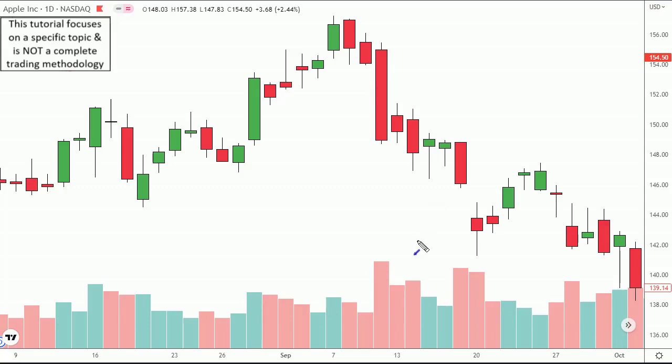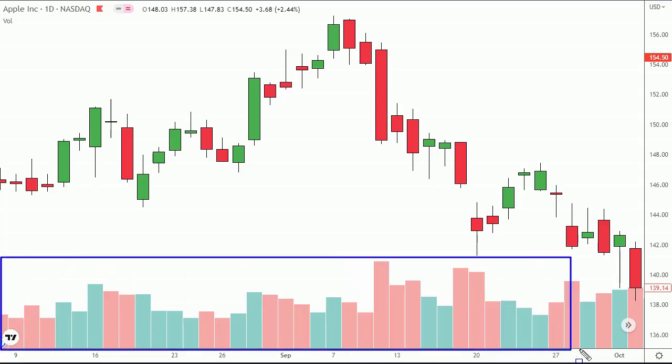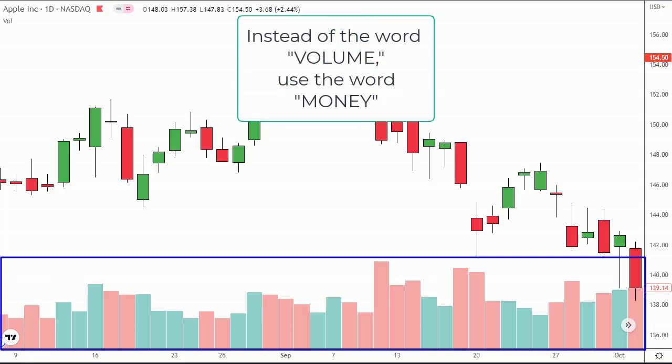Now, the first thing I want to share with you, to help you really understand in depth the strategy and why this works, is that these volume bars down here, we call it volume, and it is. But I want to invite you to use a different term for it to help you understand why it's so effective. Let's substitute the word volume for money. So money is what we're looking at down here, money coming in and out of the market.